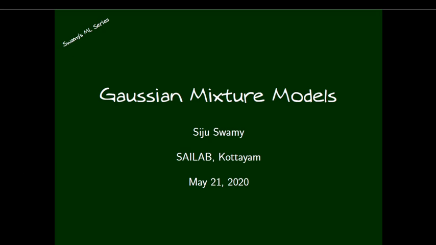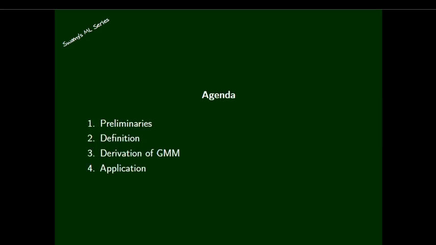In this session we are going to discuss one of the important mixture models, namely Gaussian mixture models. Today's agenda: first of all, we discuss some preliminaries related to normal distribution or Gaussian distribution, then the formal definition of this Gaussian distribution in vector form, then the derivation of GMM, that is, the probability density function for the mixture Gaussian model, and finally its applications.